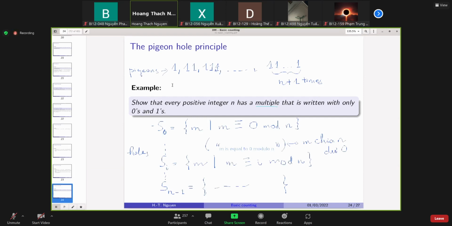So you have two pigeons, A, which is written with k ones, and B, which is written with j ones, which belong to the same hole.